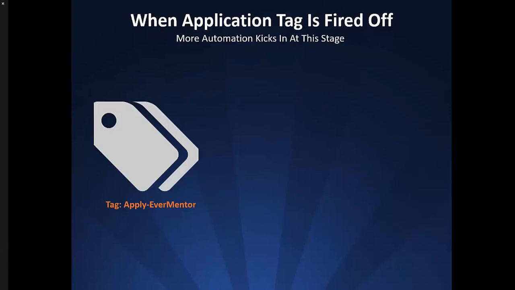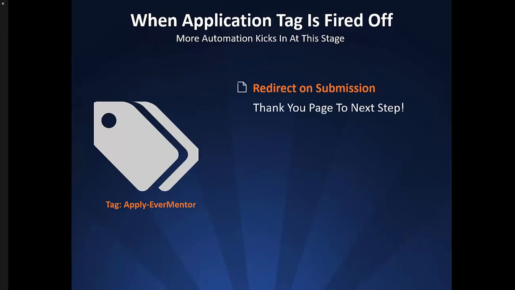So when the application tag is fired off, this is where the automation kicks in as well. You see we have the tag there that says, yes, they applied for EverMentor. And so yes, we'll redirect on the submission. We'll take them to the thank you page with a nice video. Here's your next step. Okay.